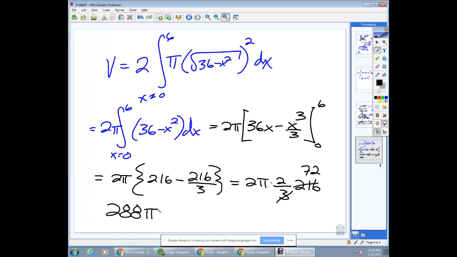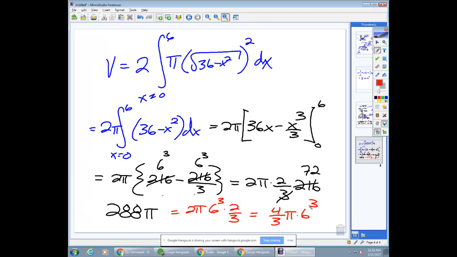Just another note I was thinking about as I was playing with this. The 216 is really 6 cubed, right? In both of those places. So I could factor out a 6 cubed. If I do that, another way to write this answer would be, I've got that 2 pi out front. I'm going to get a 1 minus 1/3 here, because I factored out 6 cubed, so that's going to leave a 2/3. So cleaning it up this way, I get what? 4/3 pi times 6 cubed.